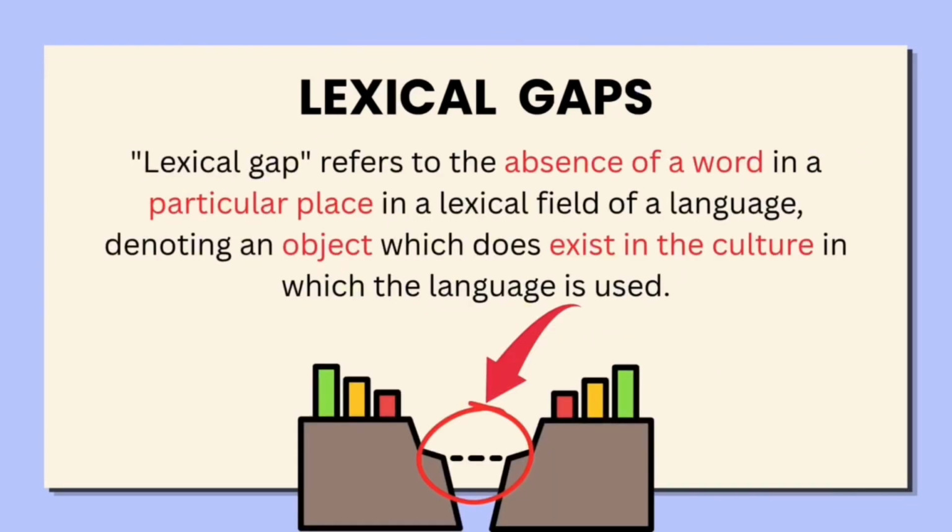So what is a lexical gap? A lexical gap refers to the absence of a word in a particular place in the lexical field of a language, denoting an object which does exist in the culture in which the language is used.